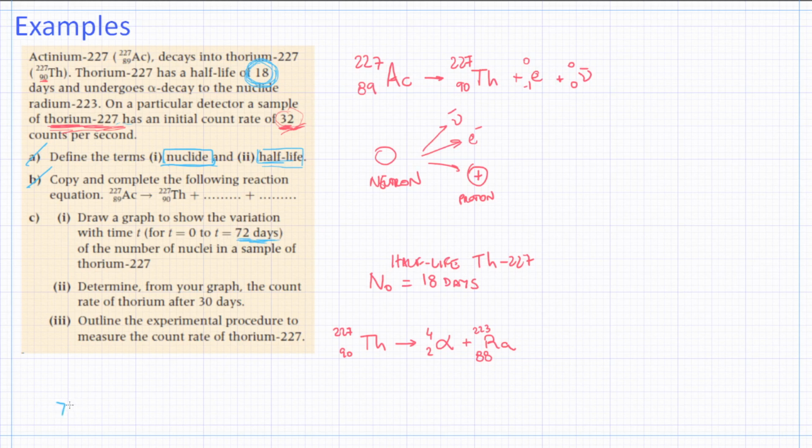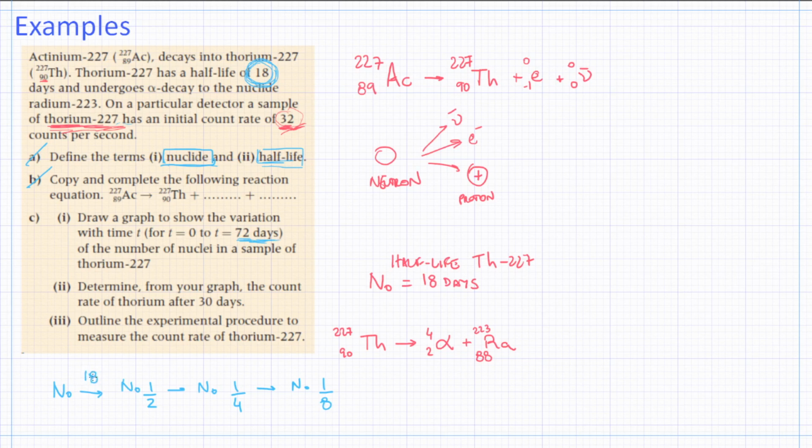Let's say that I've got N0 here, right? That's my initial count in this case. I'll not put the numbers in yet. After one half-life, this would be N0 over 2. After another half-life, this would be N0 over 4. After another half-life, this would be N0 over 8.